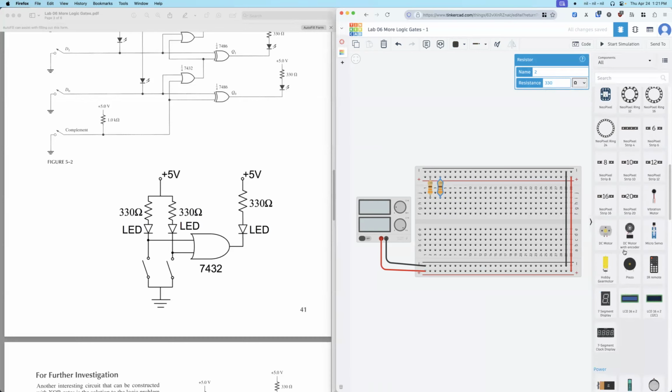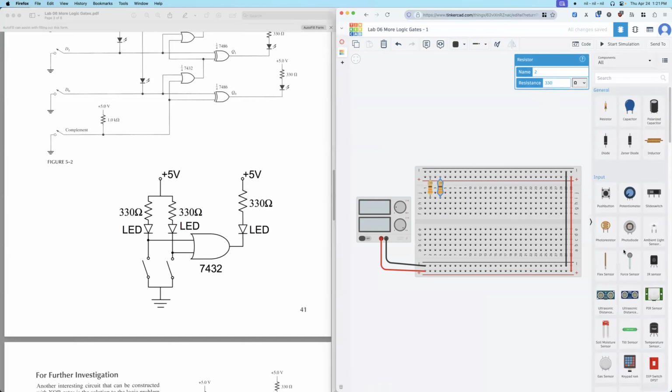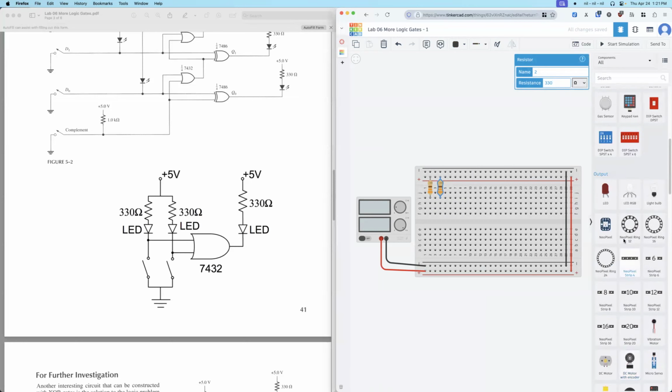Okay, then LED. Just remember the LED has a direction. Cathode is the negative, anode is the positive. So rotate this. Okay, so this is positive, this is the negative. One more.